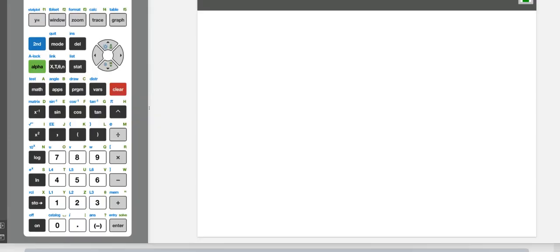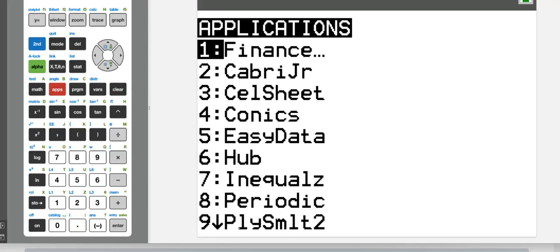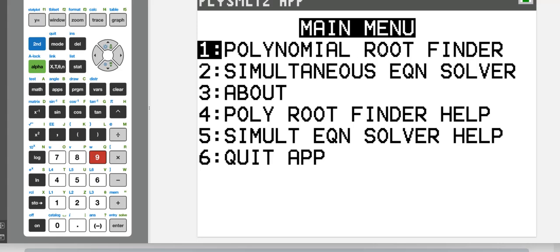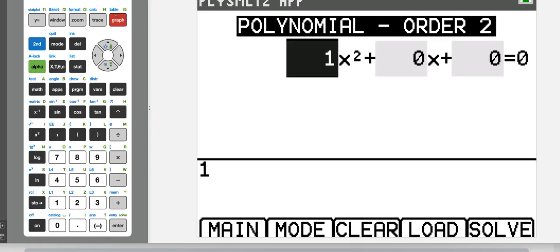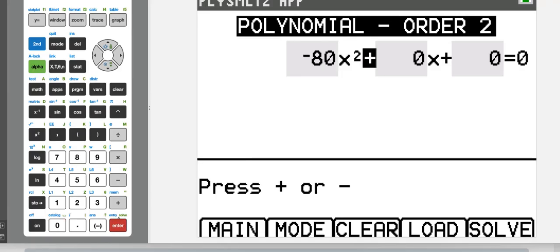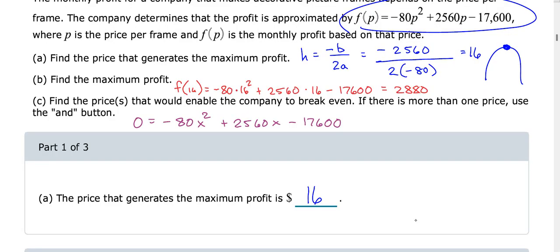Okay, remember on our calculator, we've got apps, and then down at number 9, we're trying to find a root, right? Polynomial root finder. So number 1, it's a second order because it's x squared. So I'm going to go next, which is above the graph button. I have negative 80 for my A. And then I'm going to go look again. What was it? Negative 80, 2560, and negative 17,600.